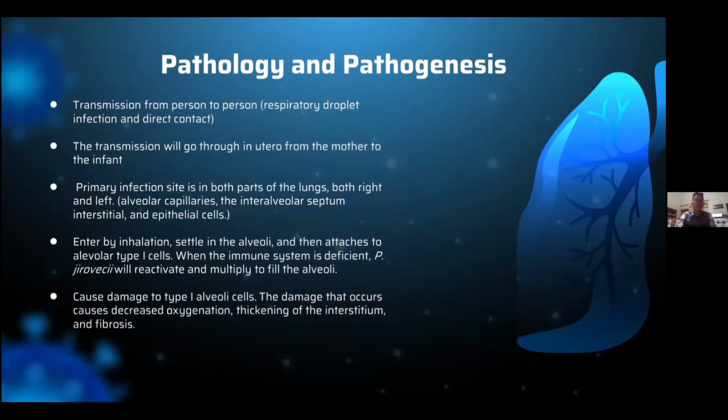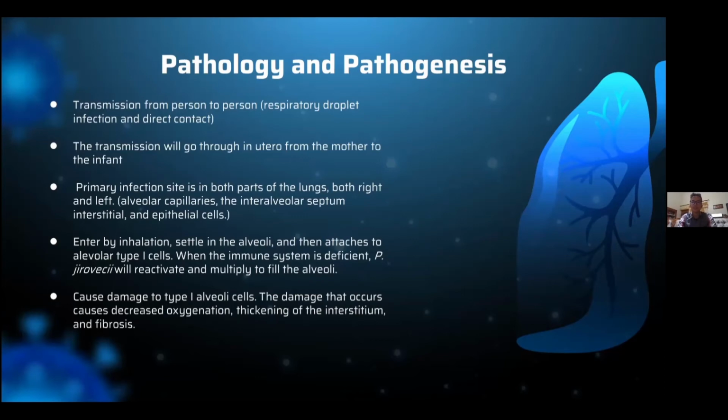I will explain about pathology and pathogenesis. Pneumocystis jirovecii, or PCP, rarely causes disease in people with normal T lymphocytes. However, some PCP can survive latently in the alveolar septal wall in asymptomatic people and cause infection when the person has an immune system deficiency. Transmission of this organism is suspected from person to person via respiratory droplet infection and direct contact. Transmission may also occur in utero from mother to infant. PCP causes infection in both lungs. Sometimes it can also spread to extrapulmonary locations.